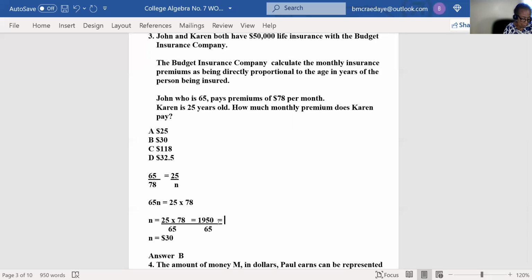Equal $30. Okay. So we can just take out these extra underlines here so we don't have any confusion. And we don't need an underline under the 30. So the answer is $30, which is answer B. Okay, let's go to number 4.